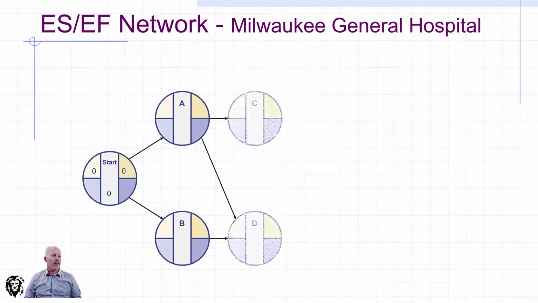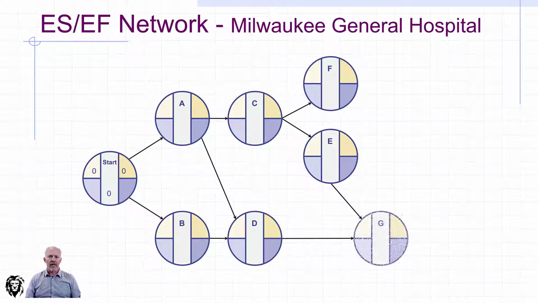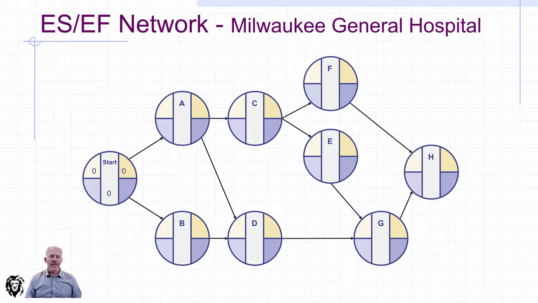So let's draw out our diagram. This is the same network diagram that we did in the introductory example. And we see all of the activities from A through H, including our dummy activity for the start. And I've already filled out the start's earliest start and earliest finish as zeros from the previous slide. And so now we're ready to move to its successors. We'll start at A and then go to B and then through the network.